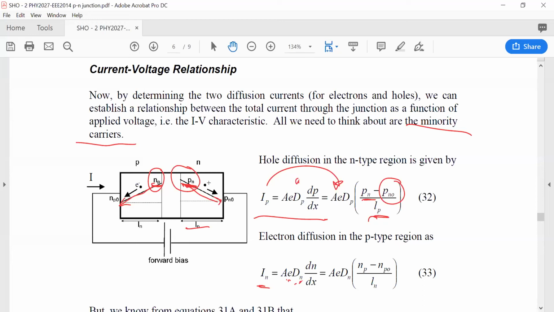So we then divide that. The dx here is the distance over which the electrons travel, which here you can see is ln, the distance or the bulk dimensions.